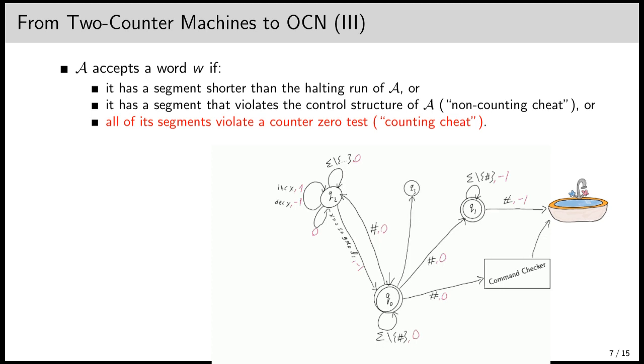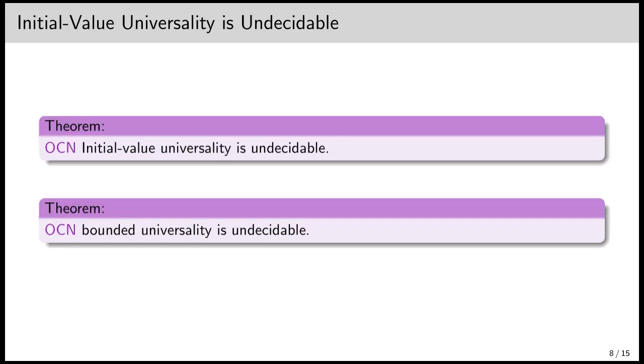We also have a state Q3 that performs the same violation check for the counter y. Finally, we have states that perform positive cheats. The idea is somewhat similar to the zero cheats, where we actually keep track of the negated counter value. We won't go into the details because we don't want to spoil the entire paper. Using this construction, we show that initial value universality is undecidable. In fact, using some variations on this construction, we can also show that bounded universality is undecidable.